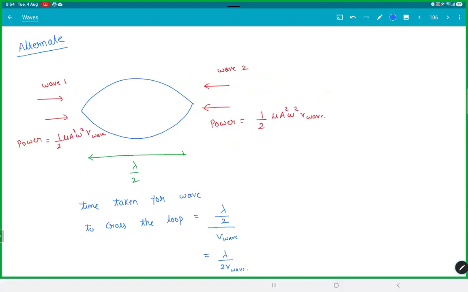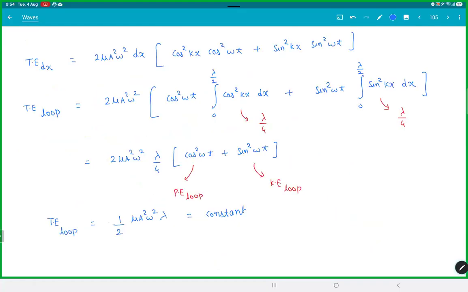So this is the time taken to go inside. So the total energy in the loop is the total power that is transferred inside, which will be 2 times power, because there are 2 waves, into time. So that is 2 times half mu a square omega square v wave into lambda by 2 by v wave, which gives half mu a square omega square lambda. Same formula: half mu a square omega square lambda.